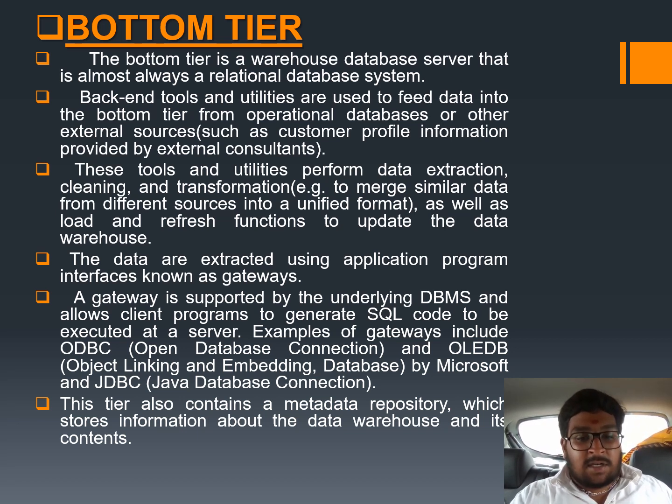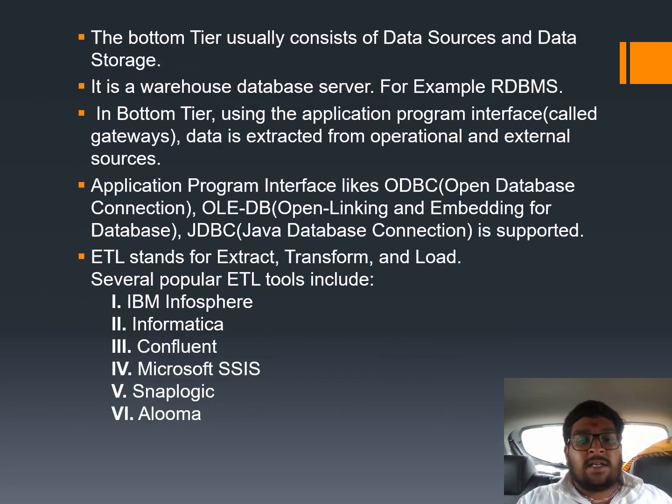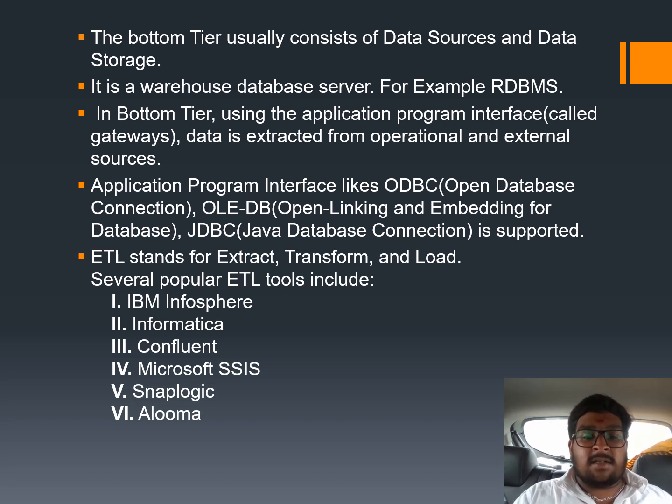This tier also contains a metadata repository which stores information about the data warehouse and its contents. The bottom tier usually consists of data source and data storage. It is a warehouse database server, for example an RDBMS, which is known as Relational Database Management System. In the bottom tier, using application program interfaces called gateways, data is extracted from operational and external sources. Interfaces like ODBC, OLEDB and JDBC are supported.